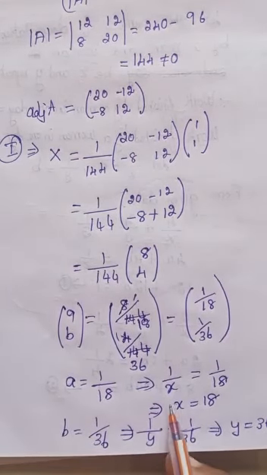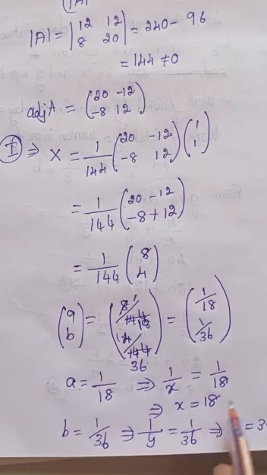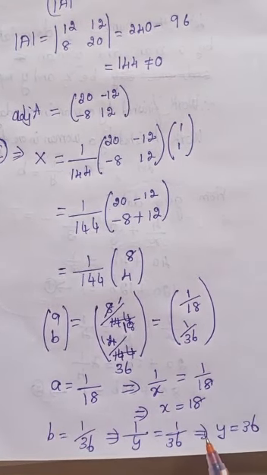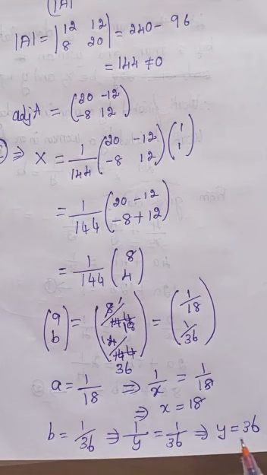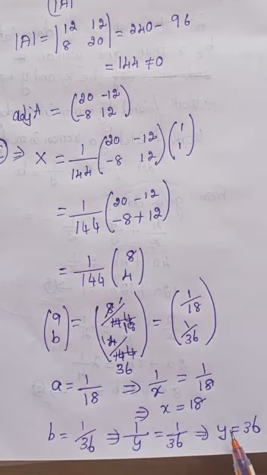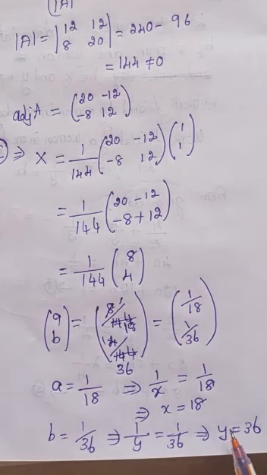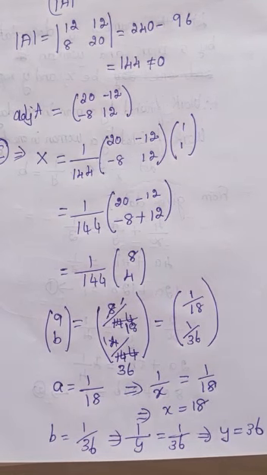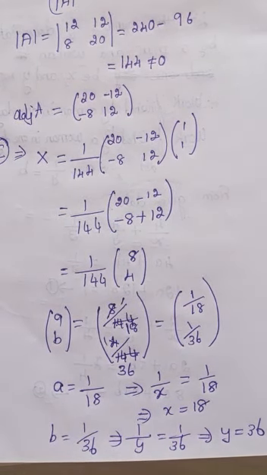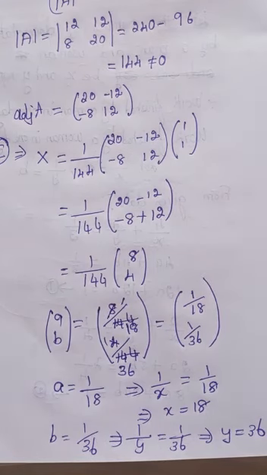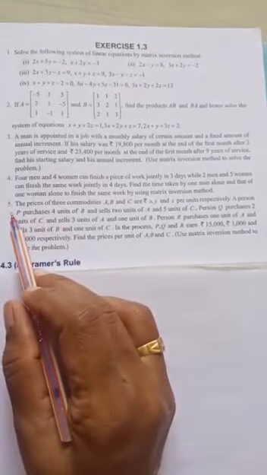So, a man can complete a piece of work in 18 days, and a woman can complete the piece of work in 36 days. Is that clear? So, a man can complete the work in 18 days and a woman can complete the same work in 36 days. The next problem, problem number 5.